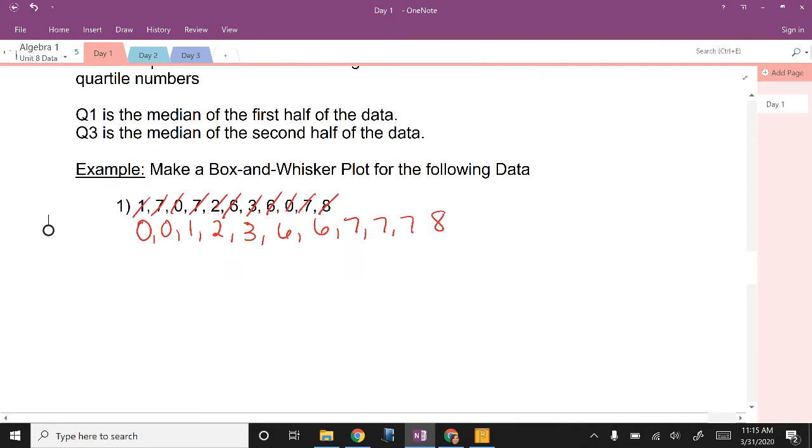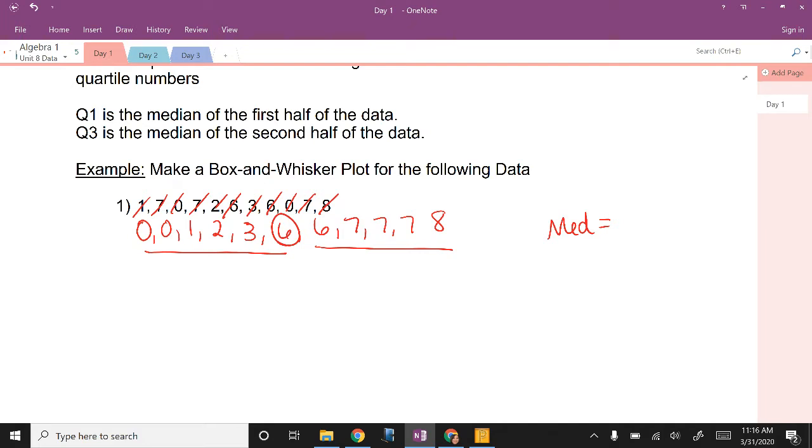Now, the first thing I want to do is find the median of my entire set of data. So the number in the very middle. It looks like this 6 right here has 5 numbers to the left of it and 5 numbers to the right. Since it has the same number on both sides of it, it is the median. Some people like to use their fingers and count inward or start in the middle, and that helps them get to the middle number as well.